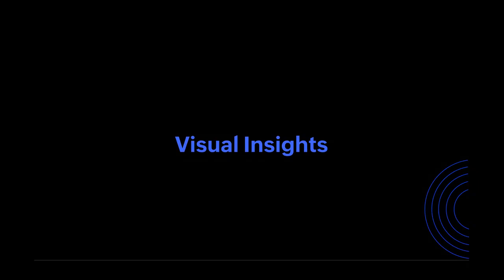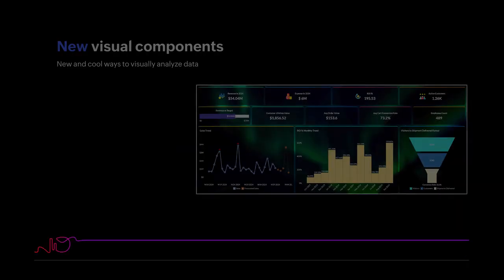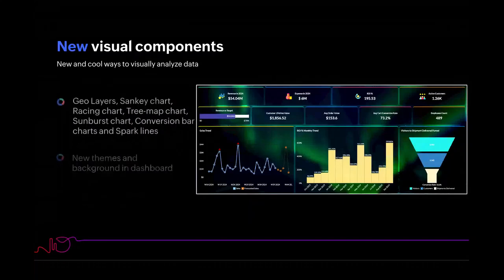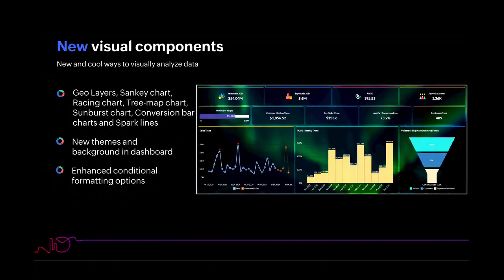This brings us to the final part of our discussion, focusing on some significant enhancements introduced in this launch. I want to highlight the new visual components added to the platform. We have introduced a variety of new charting options, including multi-layered geomaps. Previously, you could only have a single layer on your maps, but now you can incorporate multiple layers to visualize various metrics within a single geomap. Other new chart types include Sankey charts, raising charts, tree maps, sunburst charts, conversion charts, and sparkline charts within pivot tables.